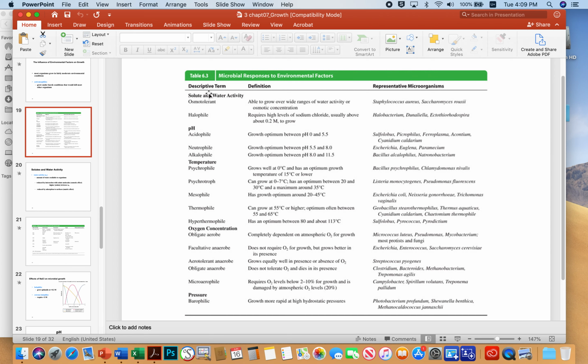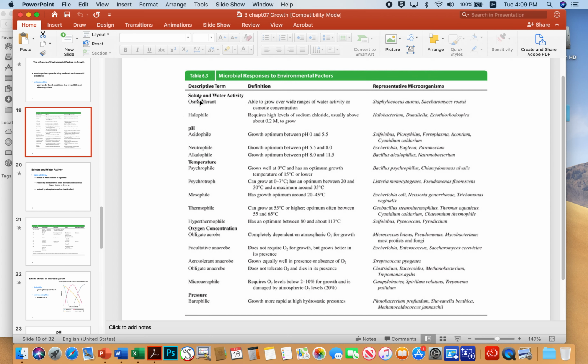Over here you see microbes that are osmotolerant, meaning that they're tolerant of inhospitable osmolarity. And so they're able to grow over a wide range of water activities. What that means is that they can grow over a wide range of, for example, salinities. And it shouldn't surprise you that a microbe like Staph aureus, which lives on human skin, which can be very salty, can handle a wide range of salinity. Halophiles are microbes that specifically love high salt.